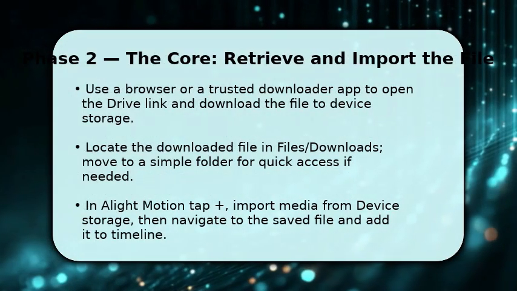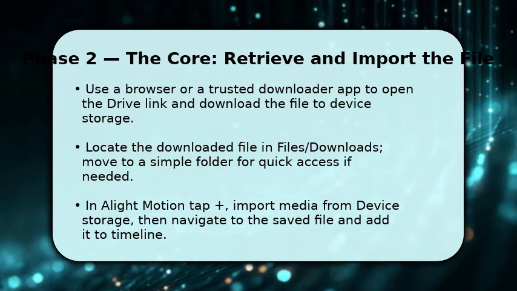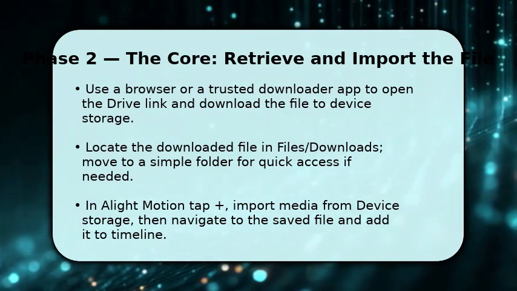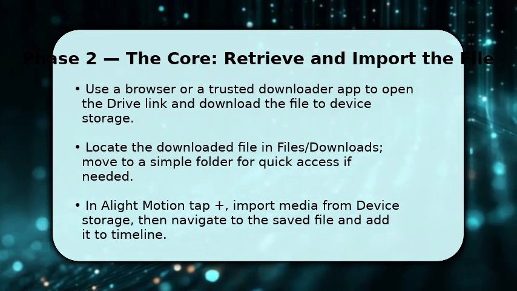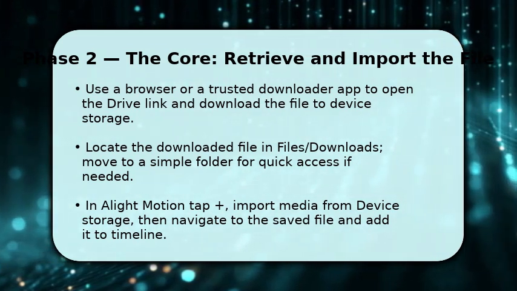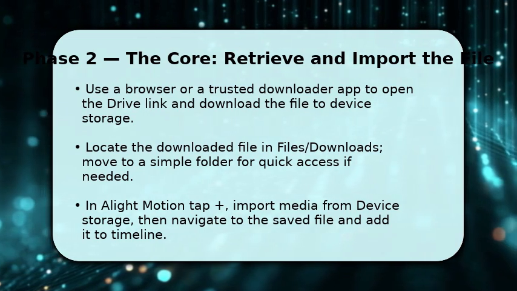Now you fetch the actual file from Google Drive so Alight Motion can use it. If the link opens in a browser, choose Download. If it prompts for permissions, grant them briefly to get the file. Save it to a known folder so Alight Motion's import dialog finds it fast.